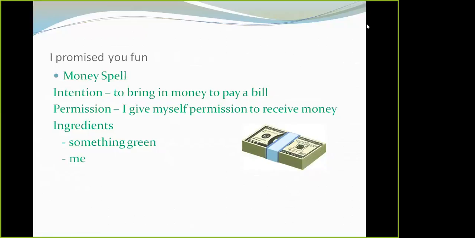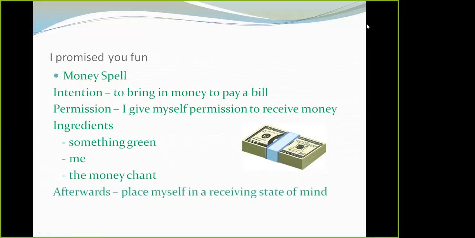Me, I'm part of the ingredients. The money chant, which I'll give to you in a minute. And afterwards, placing myself in a receiving state of mind.